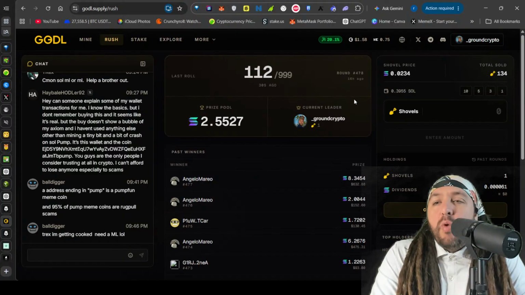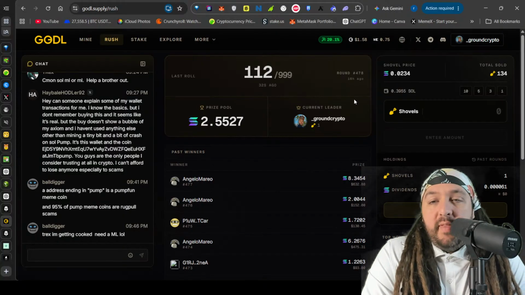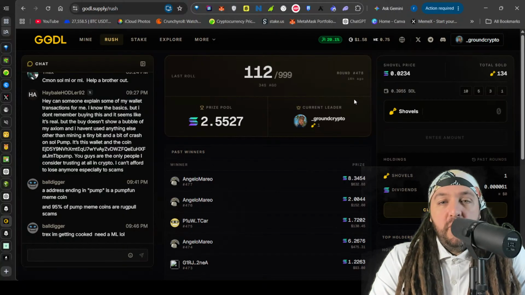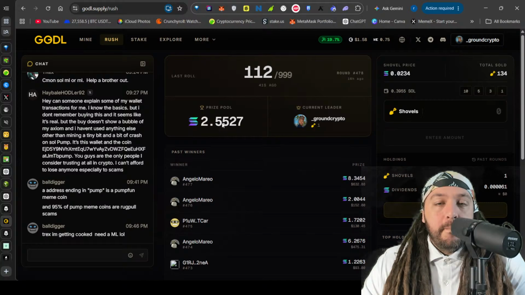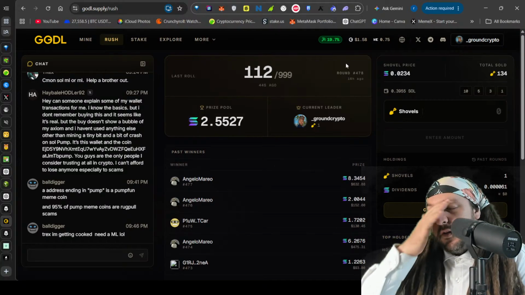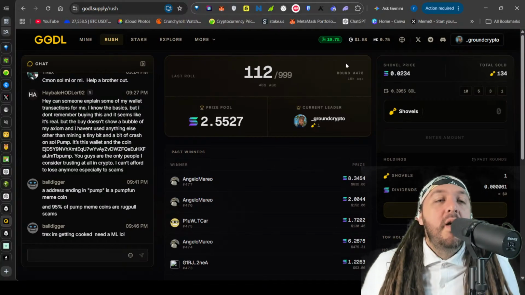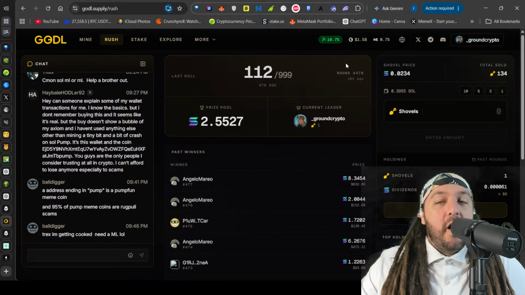I'll probably buy 3 shovels. I'm not going to buy 10 shovels. That's just a little bit too much. I'll buy 3 shovels. How about that? Let's see if we can get this. I would love to hit a jackpot. What is this thing? It's almost 200 bucks. If I hit 200 bucks live, all you guys better go check out Godel.